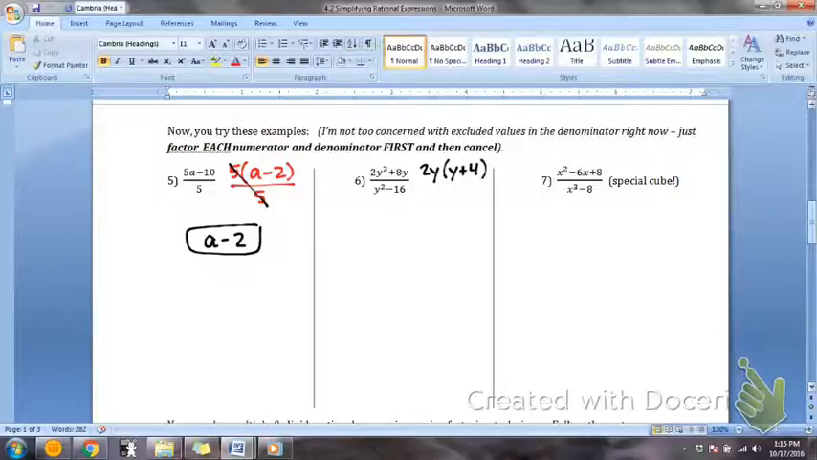Pulling a 2y out of the numerator. The denominator is a difference of squares, right? Perfect squares, so that becomes y plus 4, y minus 4. And then we see we can reduce y plus 4 and y plus 4, or cancel them. So on number 6, I'm left with 2y over y minus 4.